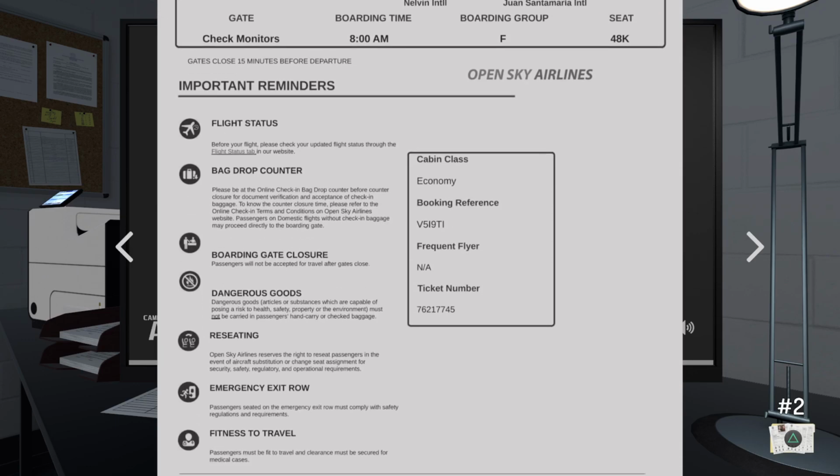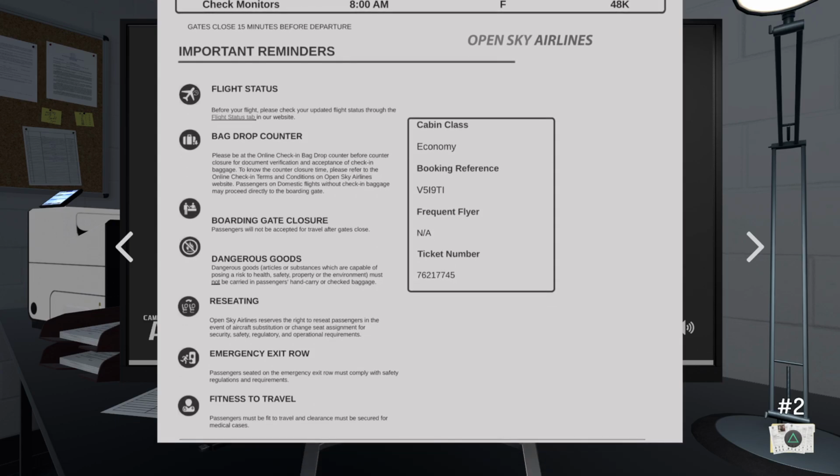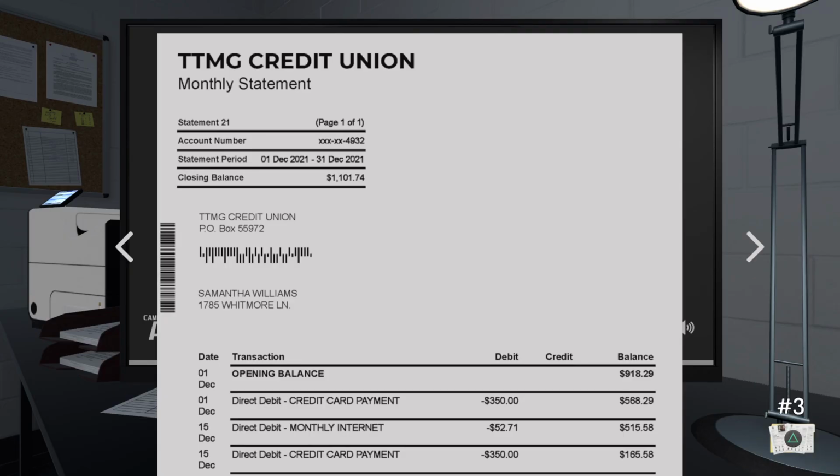So details, bag drop counter. Please check your bag at the drop counter before counter closure. Passengers will not be accepted for travel after the gate closes. Dangerous goods, articles or substances which are capable of posing a risk to health, safety, property or environment must not be carried in passengers' hand carry or checked baggage. Open Sky Airline reserves the right to reassign passengers in the event of aircraft substitution or change of seat assignment for security, safety, regulatory, and operational requirements. Oh, fitness to travel. Passengers must be fit to travel and clearance must be secured for medical cases. Okay. So it's economy class.